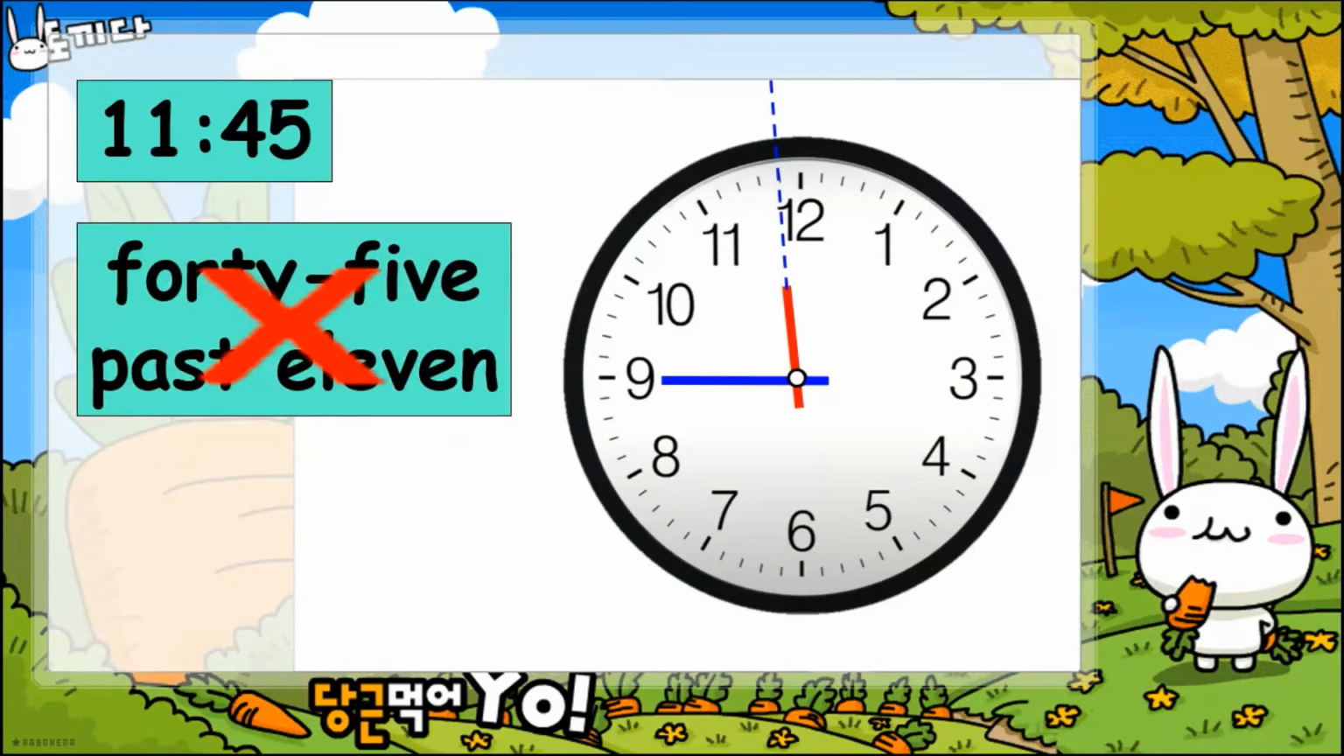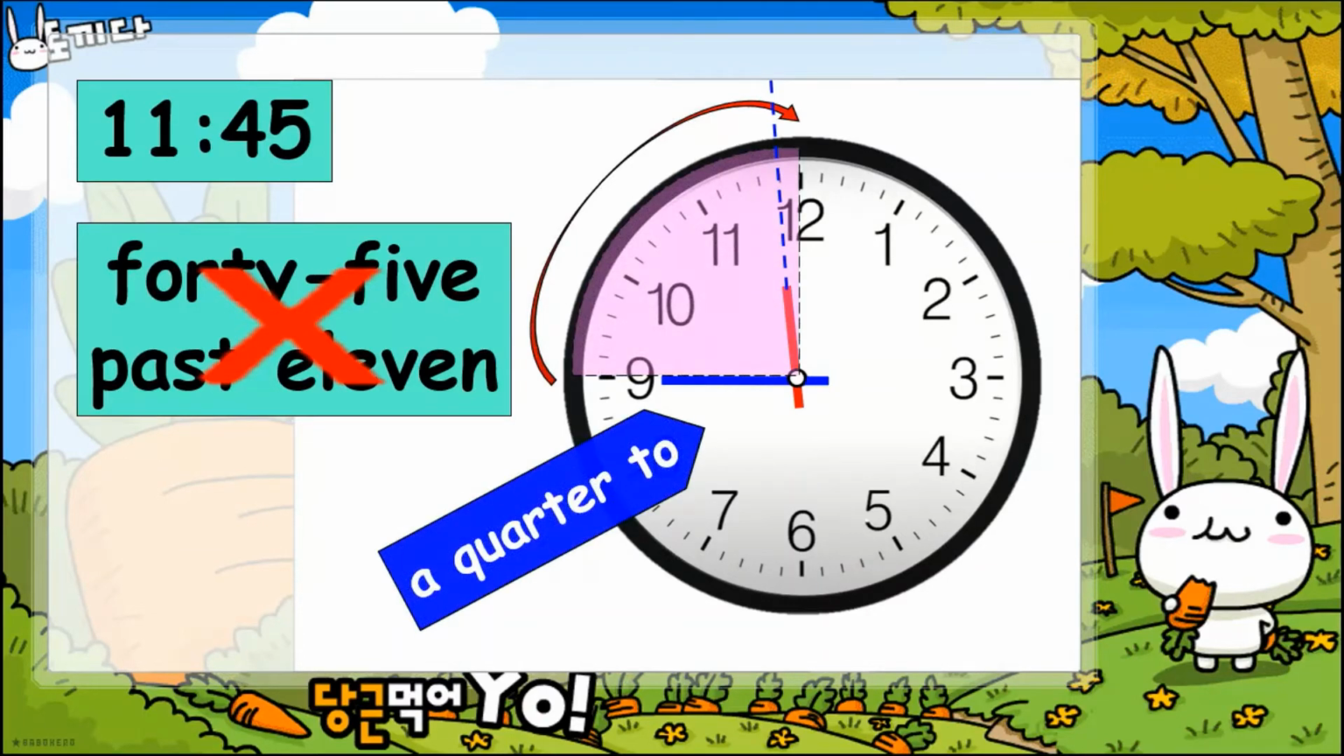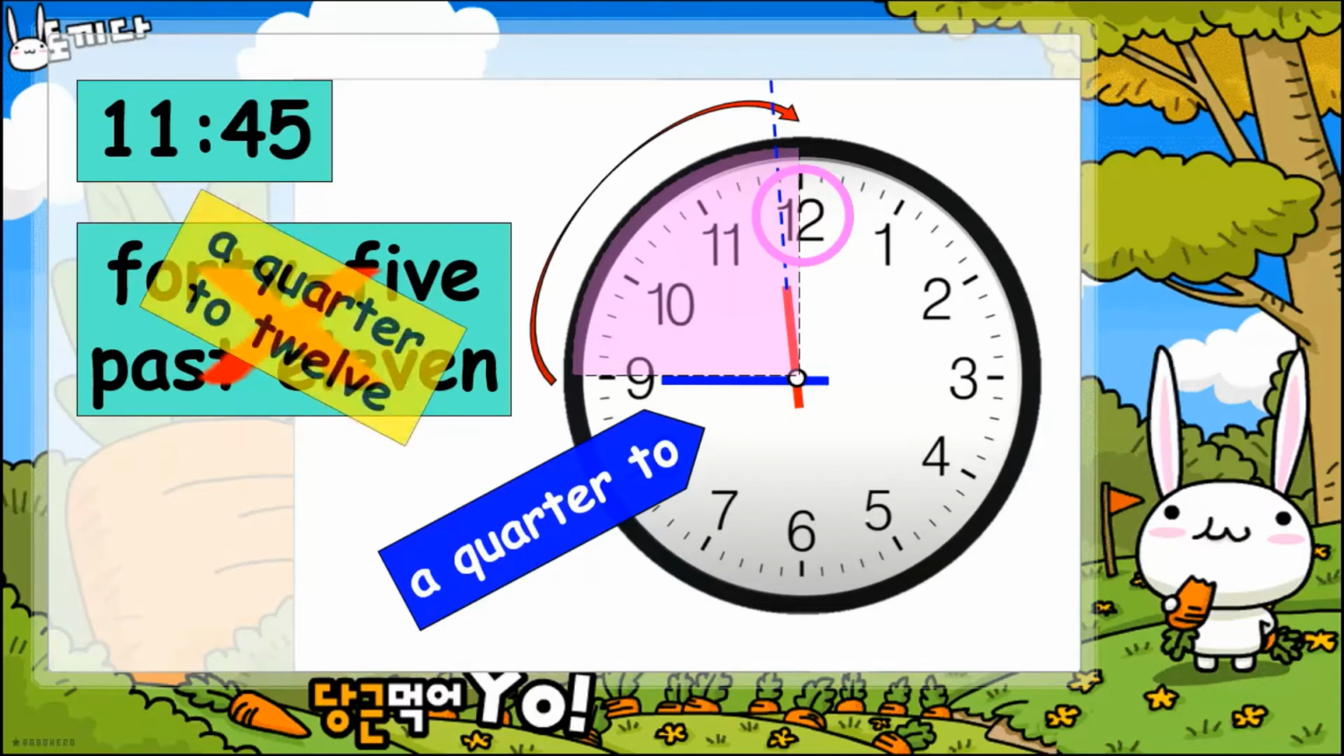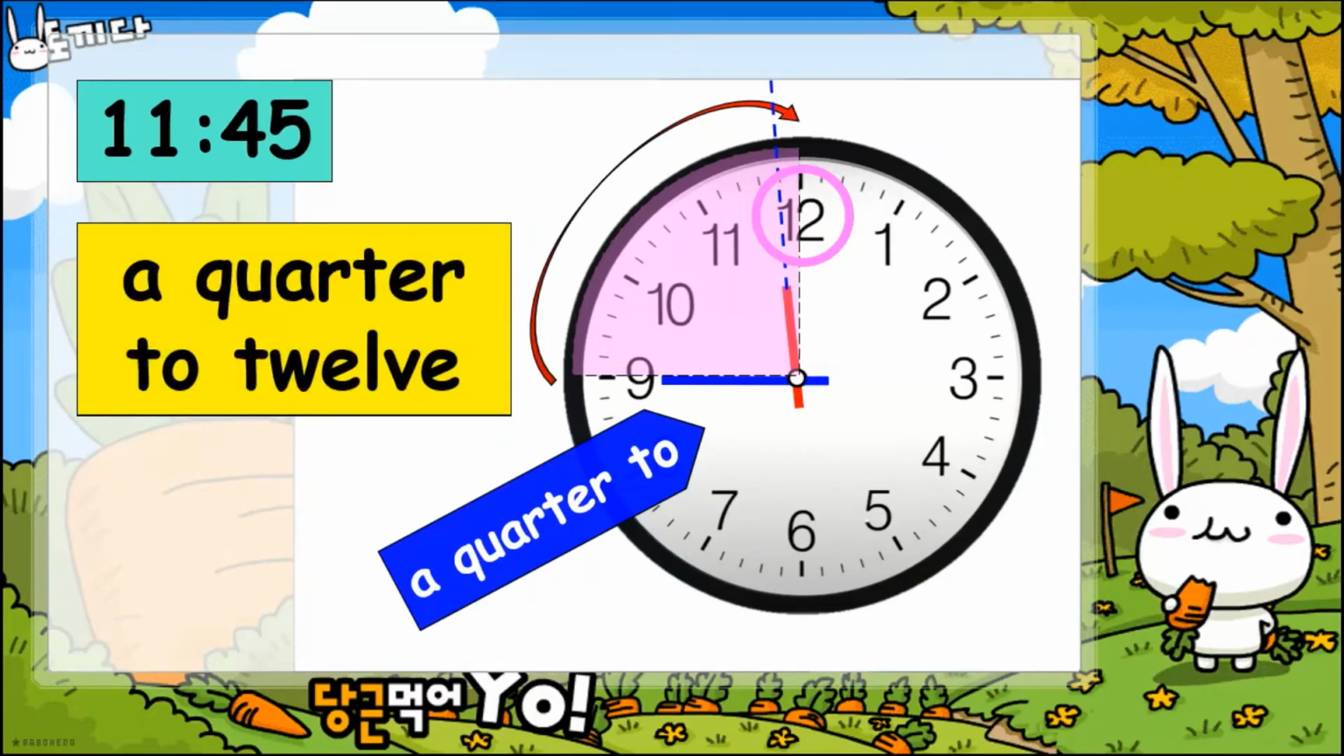Since the minute hand has passed 30, we have to count the remaining minutes to reach the next hour. From the picture, we can see that there is a quarter to go for the minute hand to reach 60. So the time should be read as a quarter to the following hour. Existing hour is 11, thus the following hour is 12. So a quarter to 12.